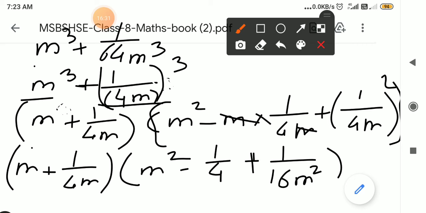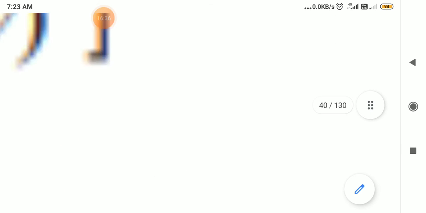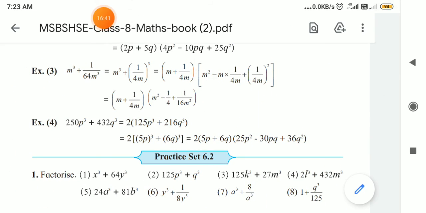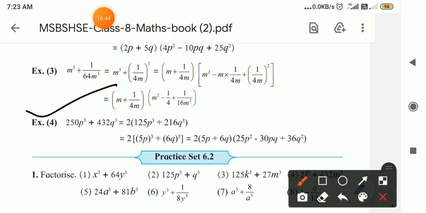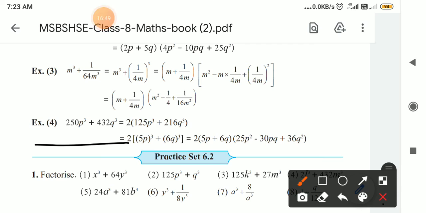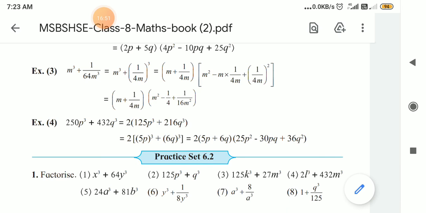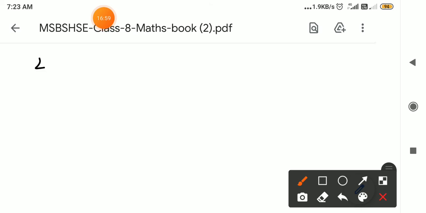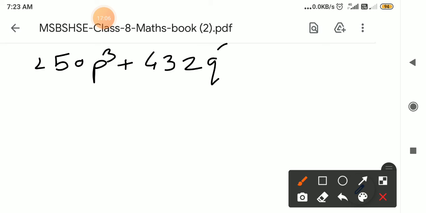Okay. And now one more example we will see, and the example is the fourth example. See here, this example we solve now. The last example that we will solve is 250 p cube plus 432 q cube. What is the question? 250 p cube plus 432 q cube.